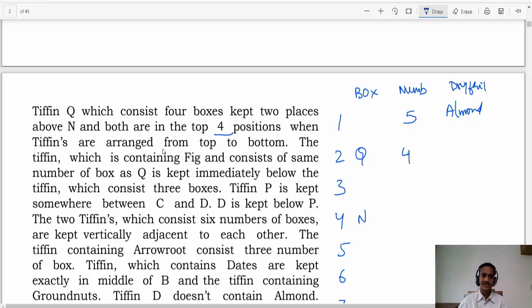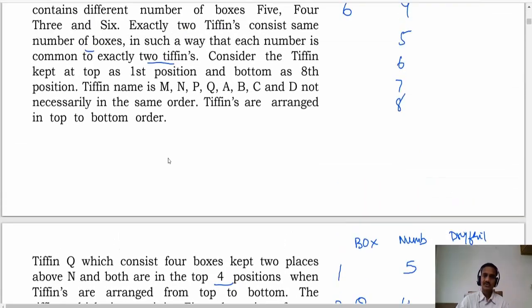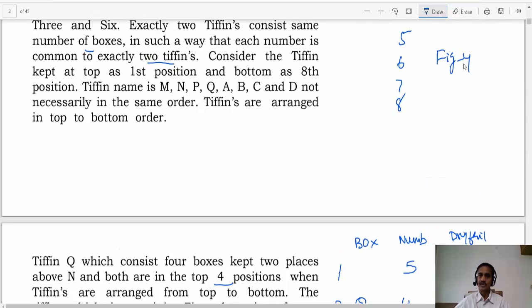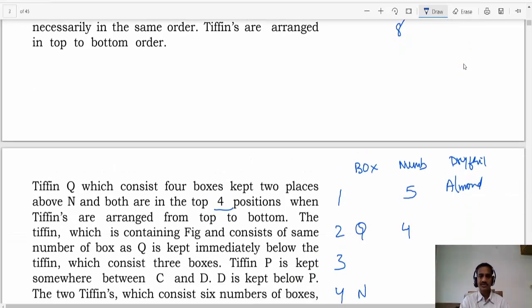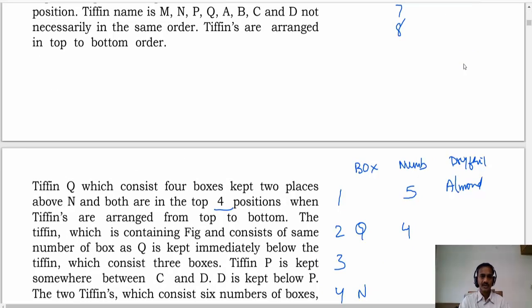When tiffins are arranged from top to bottom, the tiffin containing fig consists of the same number of boxes as Q. And fig also has the same number of boxes as Q. Now the tiffin which contains fig must also have 4 boxes. The tiffin containing fig has the same number as Q, and is kept immediately below the tiffin which consists of 3 boxes.